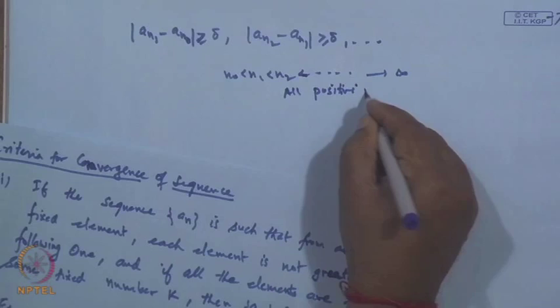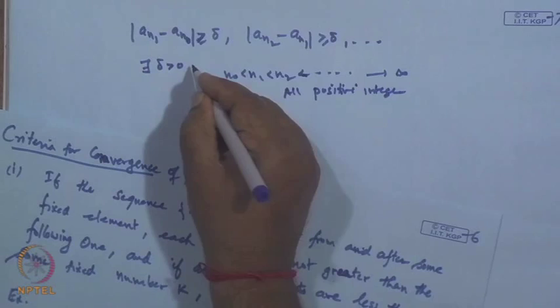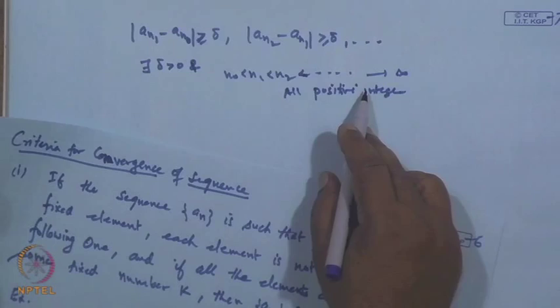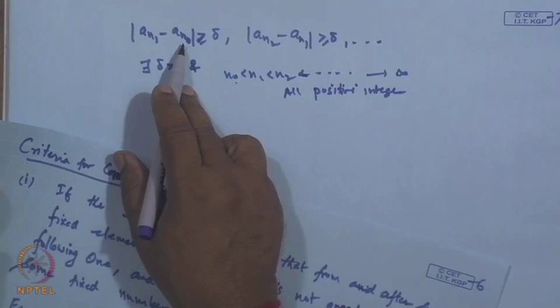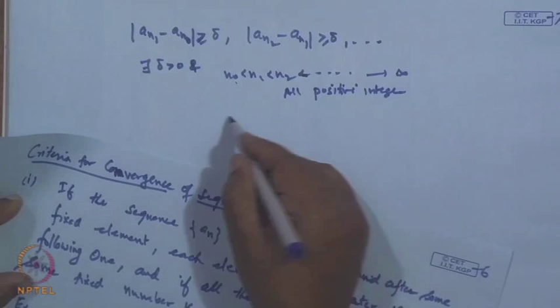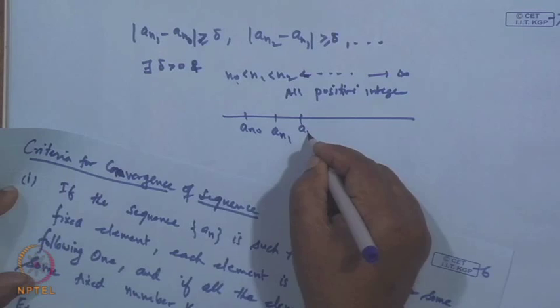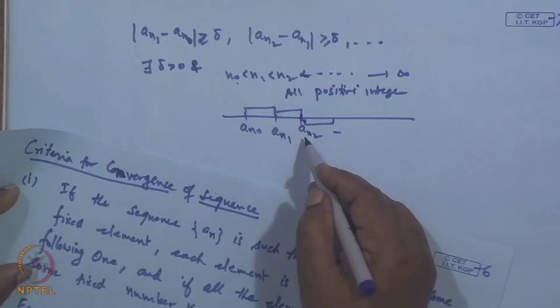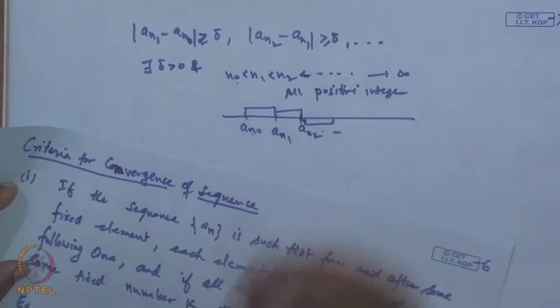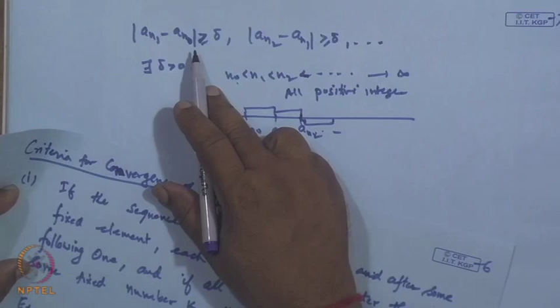So, there exists a delta greater than 0 and a sequence of positive integers of increasing nature, such that corresponding to this sequence we have the terms a_n0, a_n1, a_n2 etcetera. If I take the difference of these two, and like this, difference of these two, this should be greater than or equal to delta. It means the difference between two terms can never go to 0, because it is always greater than or equal to delta. So, that is why that sequence will not be convergent, it will be a diverging one.